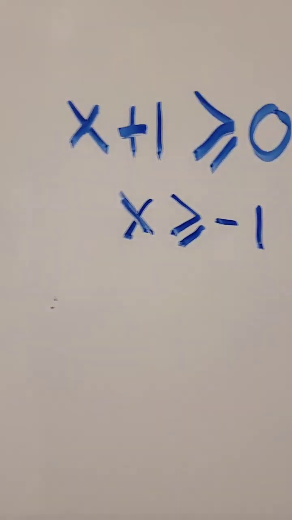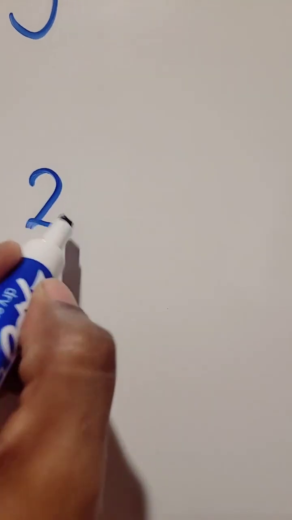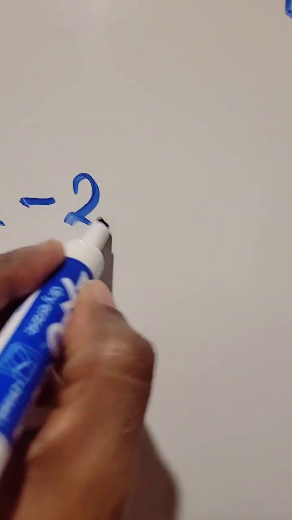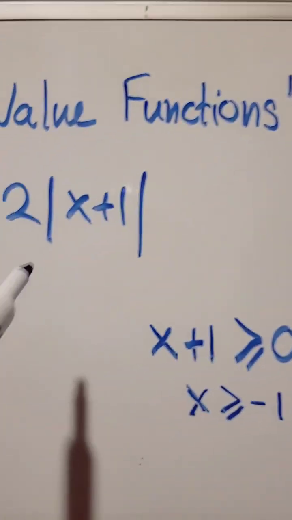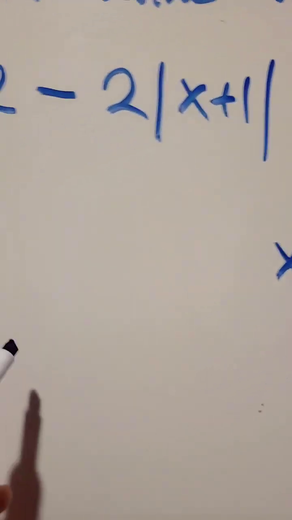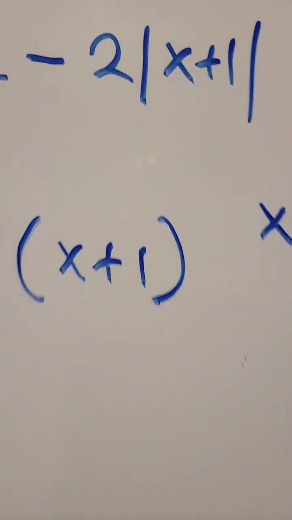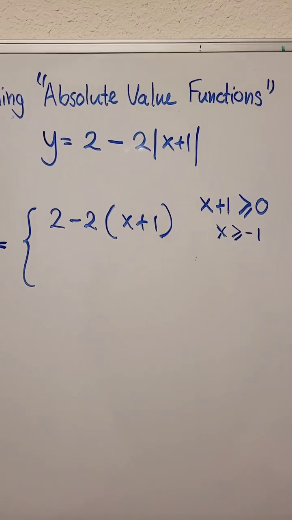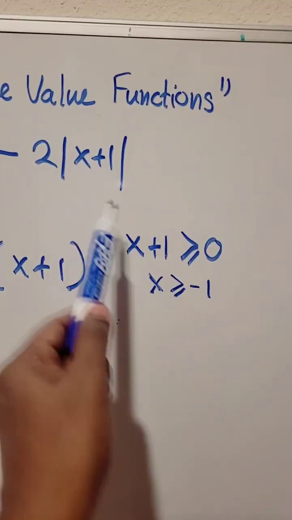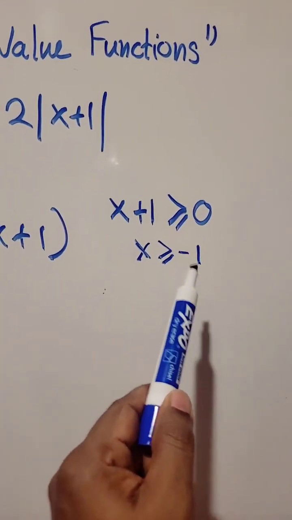Okay, so when that happens, our function is going to look like this: 2 minus 2 times, remember the positive value, right? So here we'll just have the positive value. So I'm going to put x plus 1. Okay, so that's our first part of the piecewise function. Can you see? x plus 1 greater than or equal to 0. That means x is greater than or equal to minus 1.